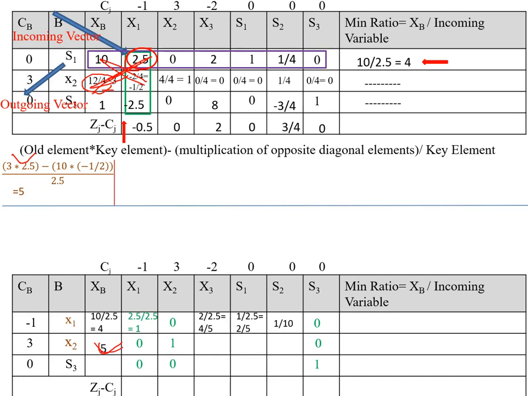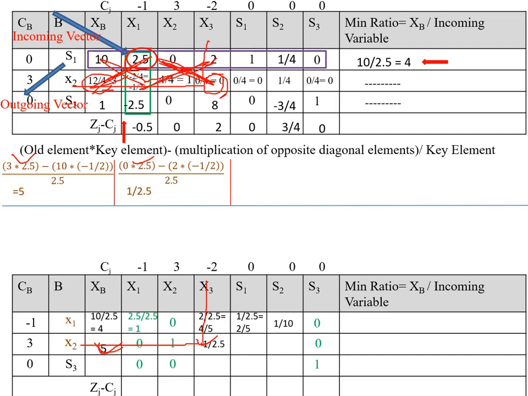So next here we have to modify. So old element for this one is x2 and x3. For this one we identify the 0 and the key element is the 2.5. So for these two opposite diagonal elements is the 2 and minus 1 by 2. So here 0 into 2.5 minus 2 into minus 1 by 2 divided by 2.5. Here we will get the value is 1 divided by 2.5. So enter 1 by 2.5 value here.